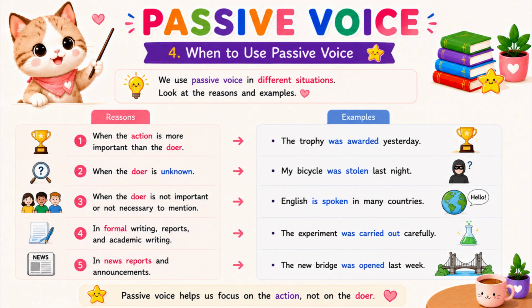Fourth, the passive voice is common in formal writing, reports, and academic writing. For example, the experiment was carried out carefully. This style sounds more formal and objective. Fifth, we often use the passive voice in news reports and announcements. For example, the new bridge was opened last week. The report focuses on the event rather than the people involved.